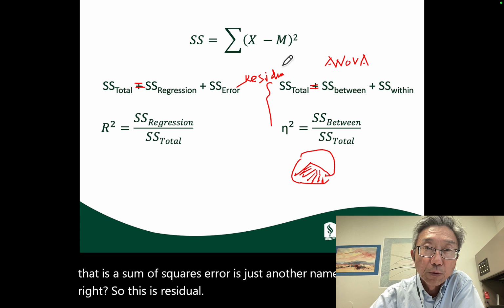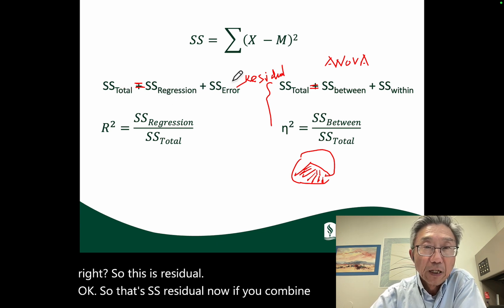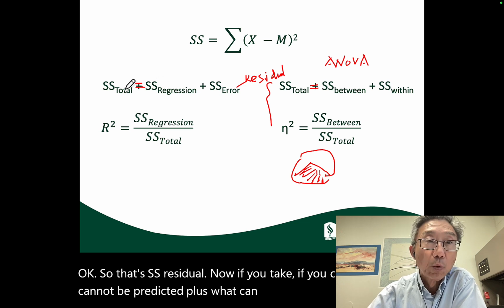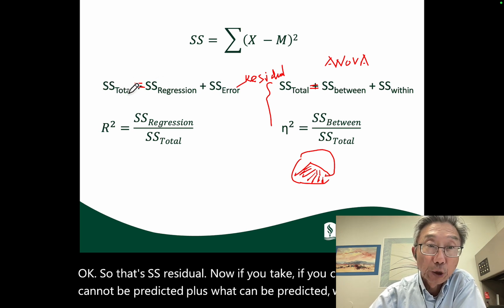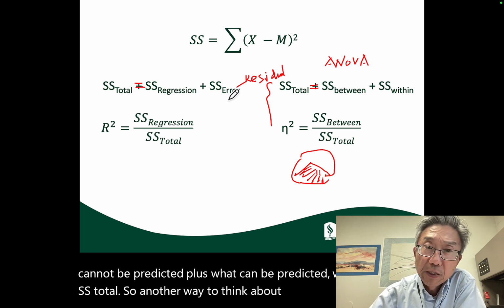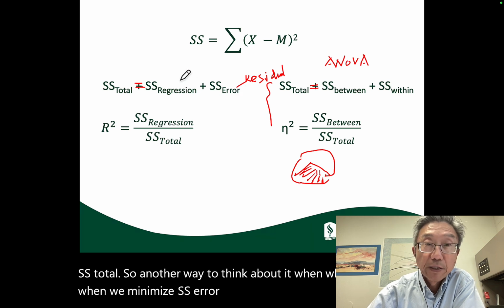Okay, so that's SS residual. Now, if you combine what cannot be predicted plus what can be predicted, what you have is SS total. So another way to think about it, what happens when we minimize SS error? What happens to SS regression?